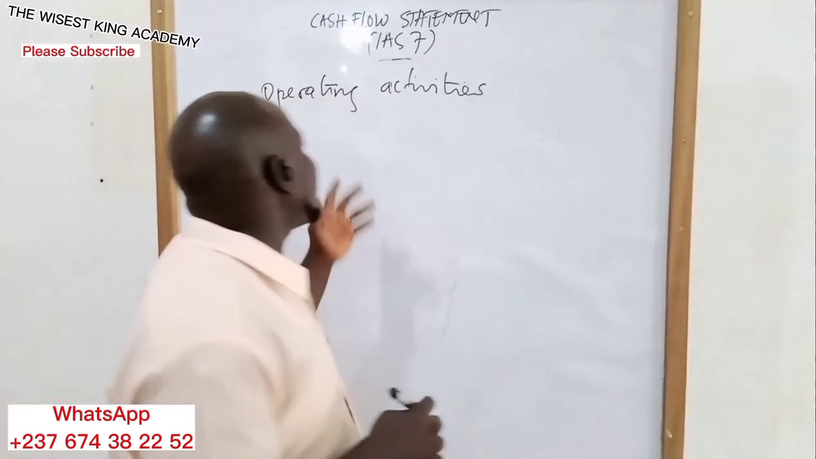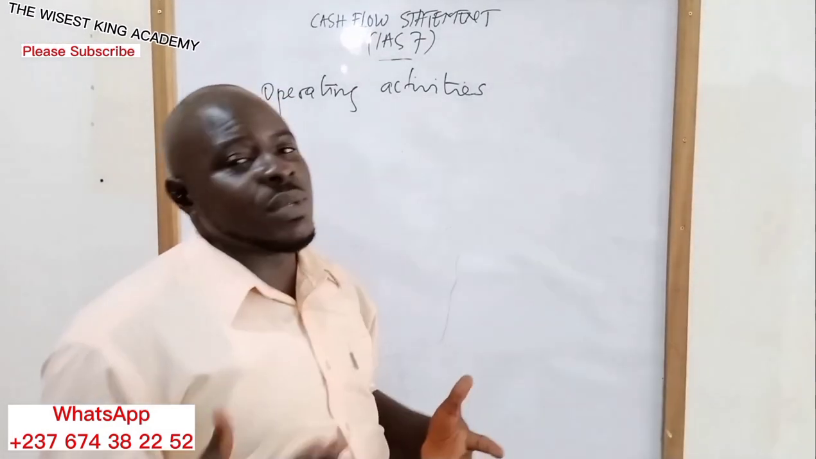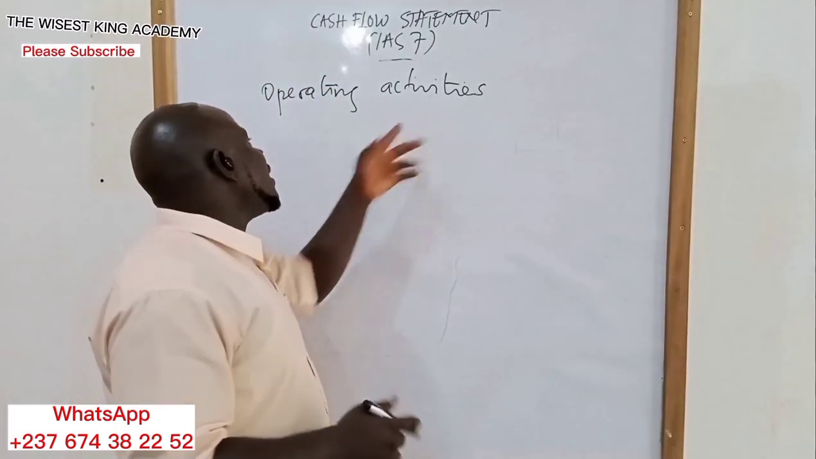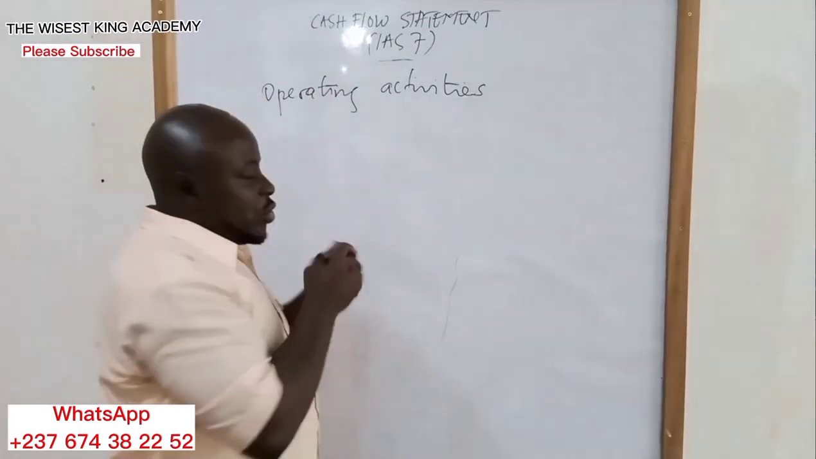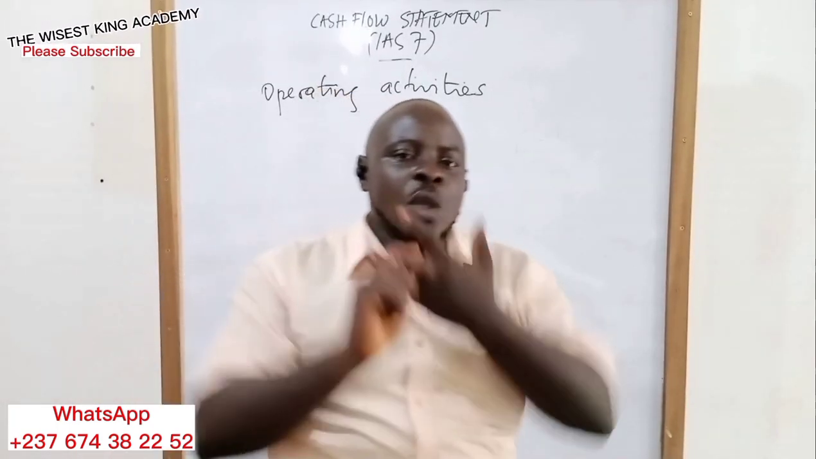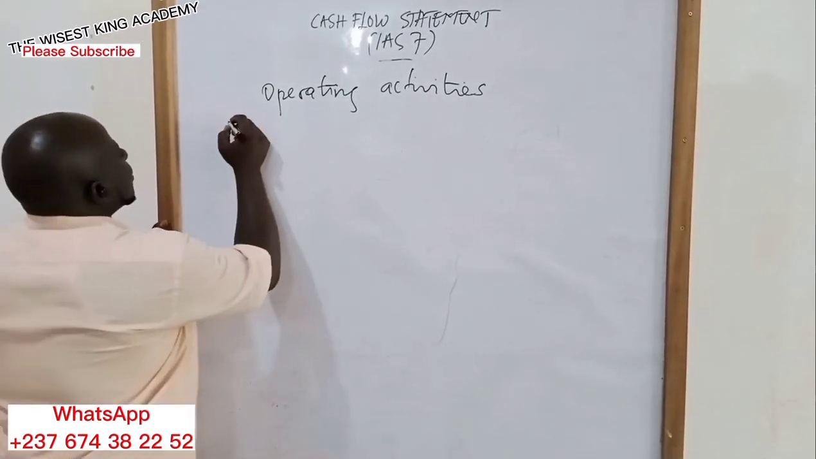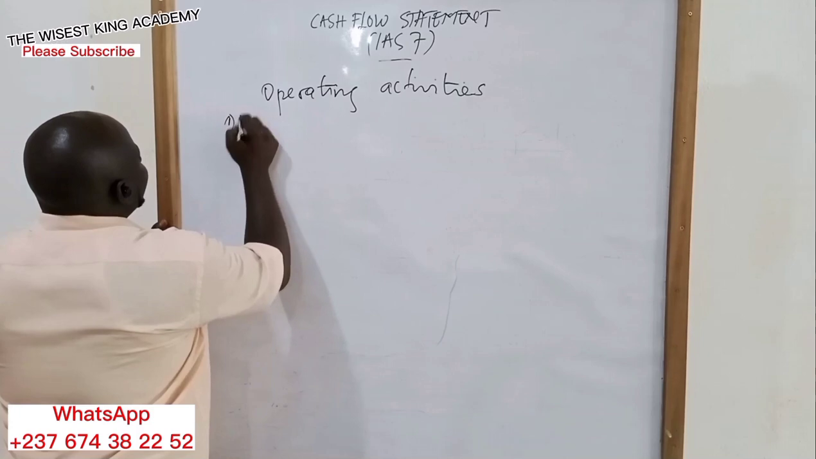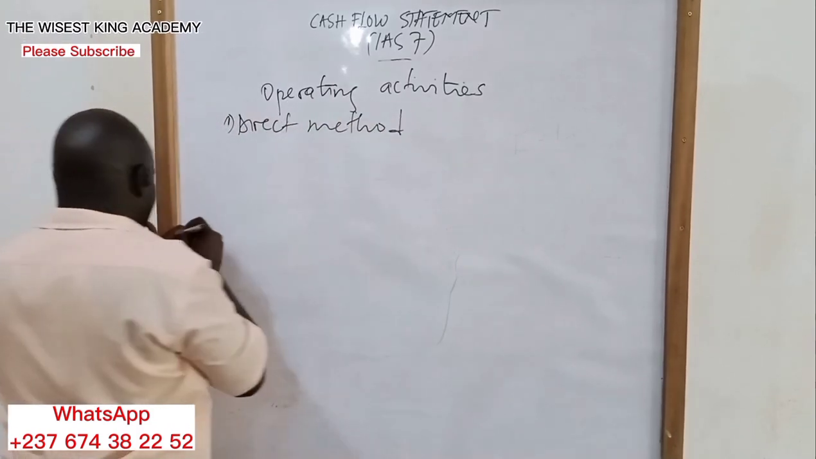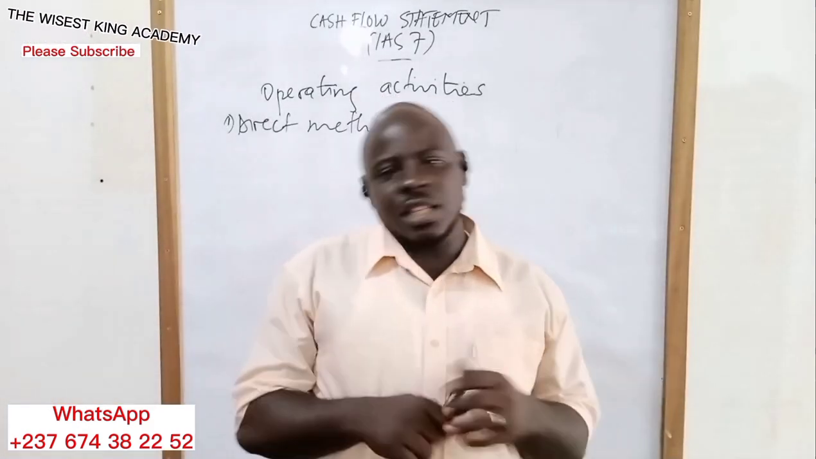Now, remember, the cash flow statement is prepared with information from the income statement and the statement of financial position. And the operating activities is prepared using the income statement and the working capital elements, that's current assets and current liabilities. So we come back. There are two ways. Let's take the first way, the direct method of determining the net cash flow from the operating activities.